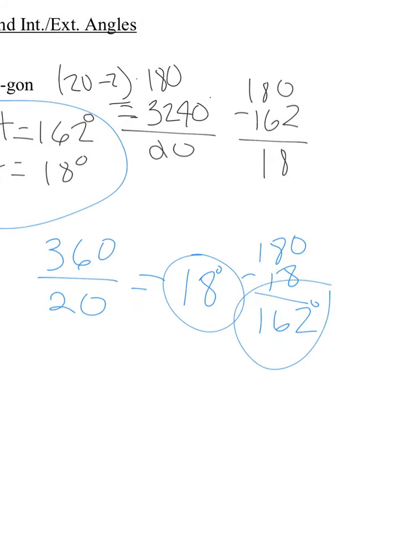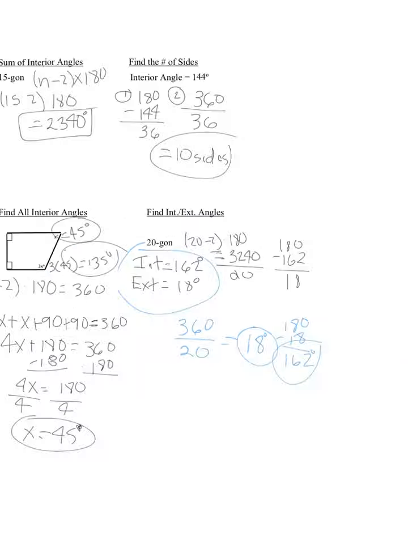So if you remember that exterior angles will always add up to 360, if you divide by the number of sides, that'll give you one exterior angle. And then interior and exterior angles always add up to 180 either way. So those will both work.